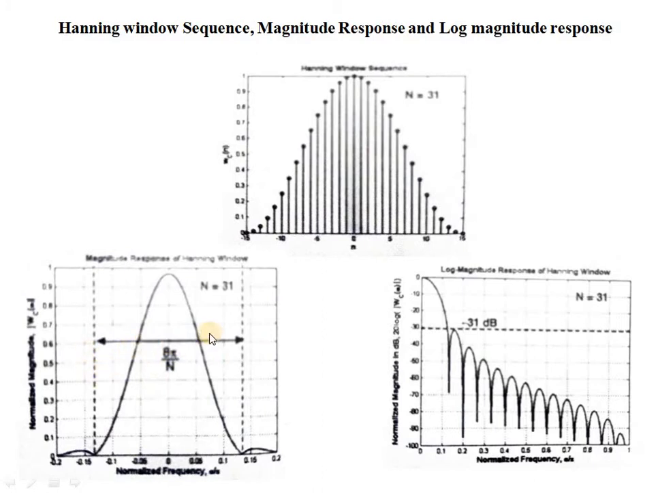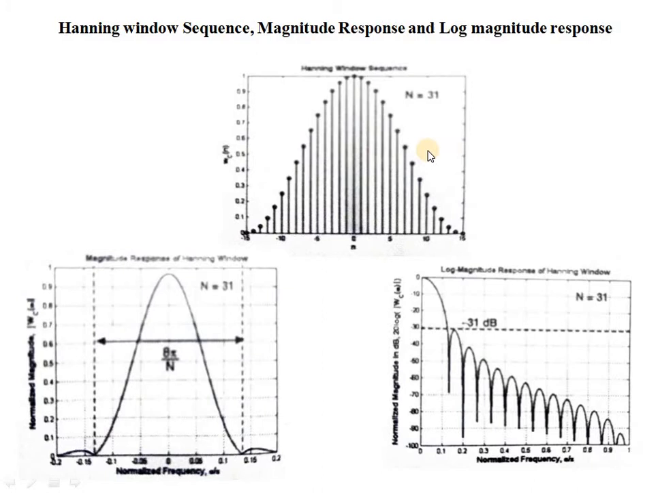Whenever we observe the magnitude here, once again we considered n is equal to 31. In the past lecture also, in the entire discussion related to the windows, I have considered that n is an odd number with 31 samples, and this is continued for the rest of our discussion too.